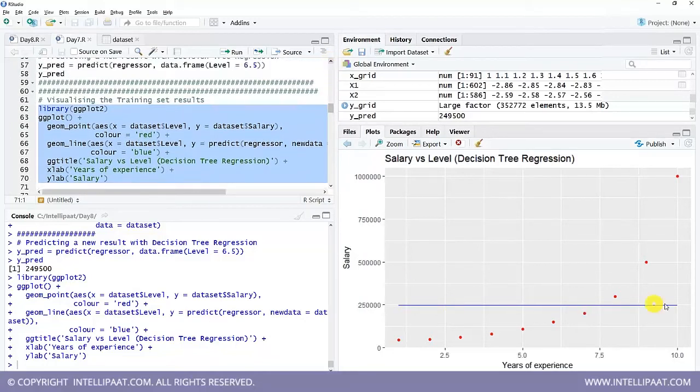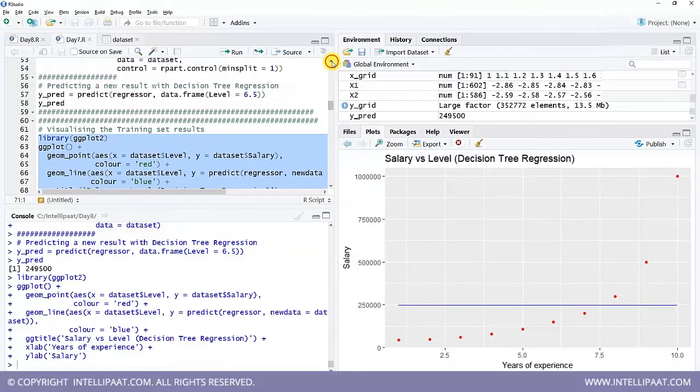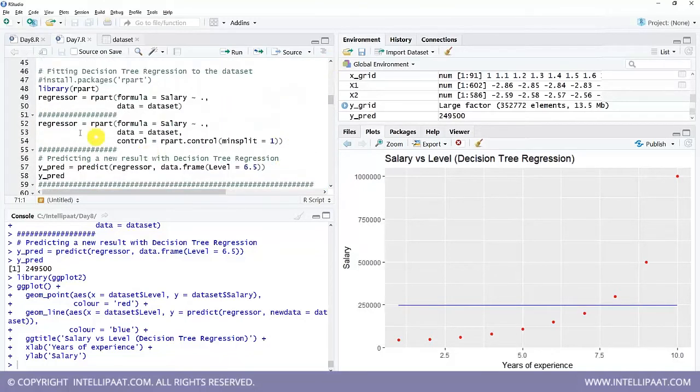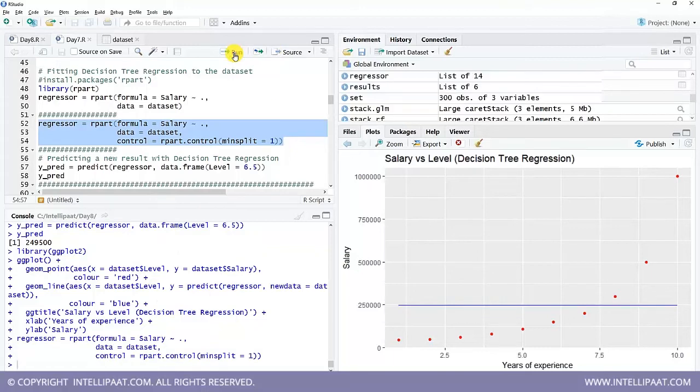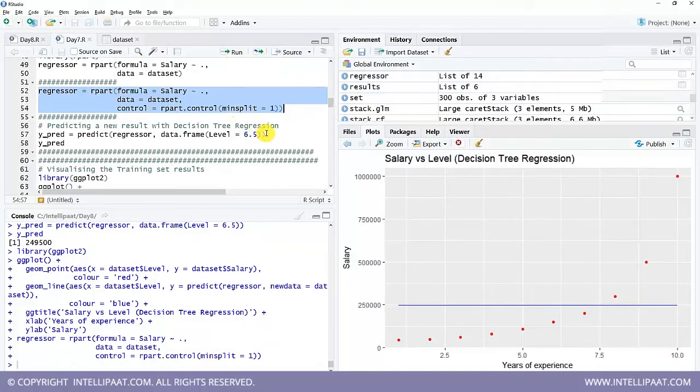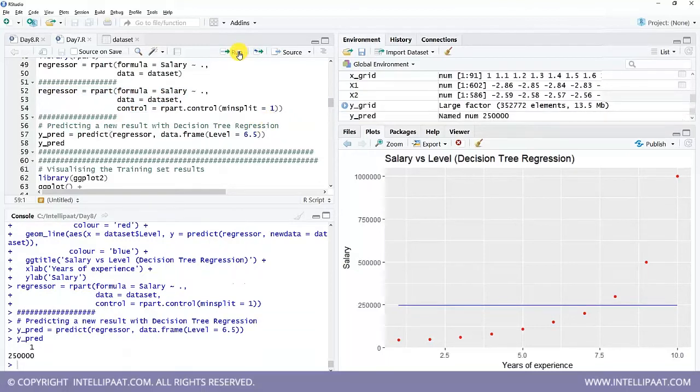There are no splits here, right? So we incorporated a parameter called split when we generate the model. This is what we did: rpart.control with minsplit equal to 1. This is the control parameter that we incorporated. Now we again try to predict. Now we get 250K exactly, but still this is a disappointing prediction.